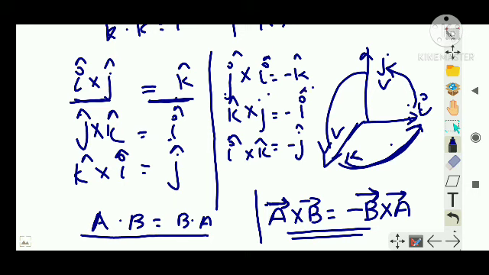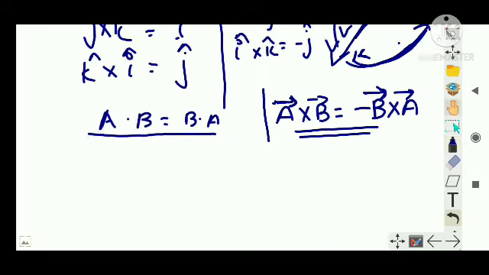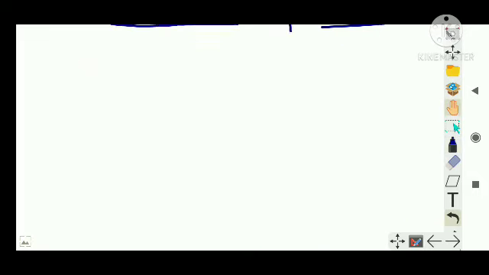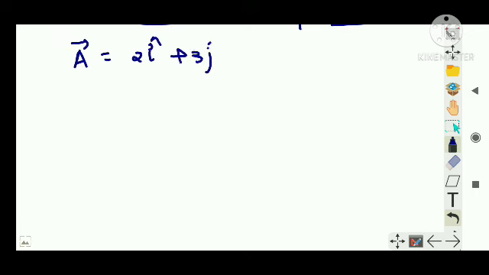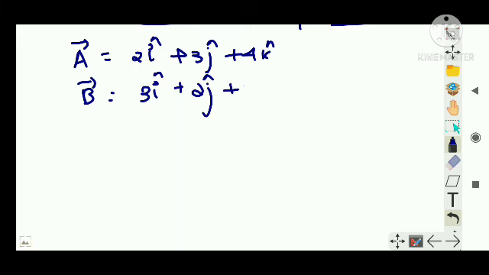Very easy. Clear? Right. Now, if you are given a problem, how would you find the cross product? It's very, very important. And the first time it is tough, guys. Suppose A vector is given as 2i cap plus 3j cap plus 4k cap, and the B vector is given as 3i cap plus 2j cap plus 3k cap, right? And you are asked what is A cross B. How would you do it?